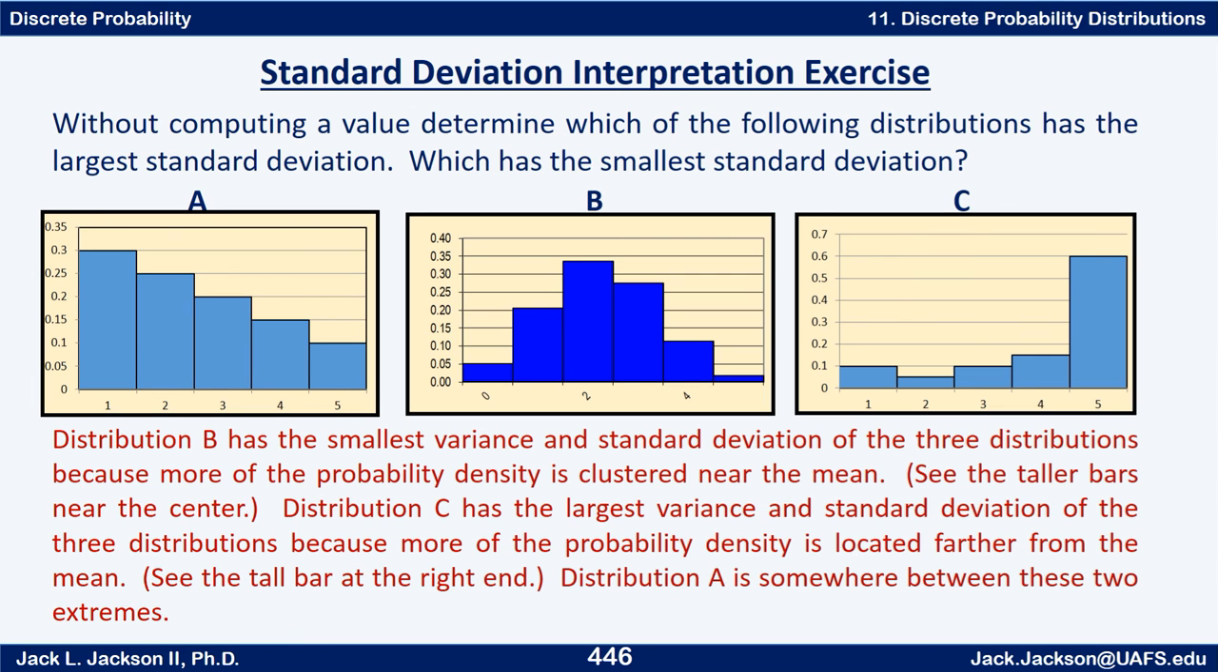Well, the smallest variance and standard deviation is in B, because more of the data is close to the middle. Looks like the mean is close to 2, maybe slightly higher than that. But most of the data is close to the mean, and then trails off on both sides. So that's going to be a small variance. Distribution C has the largest variance. It's more spread out from the mean, and A is somewhat in between those two.